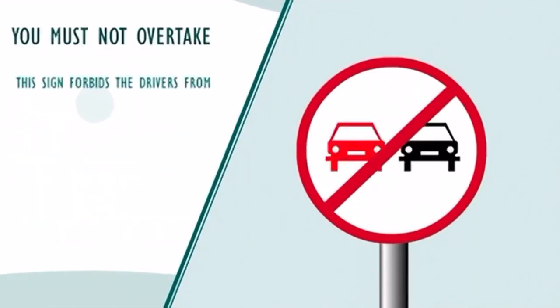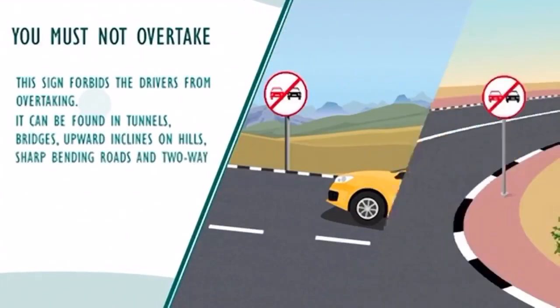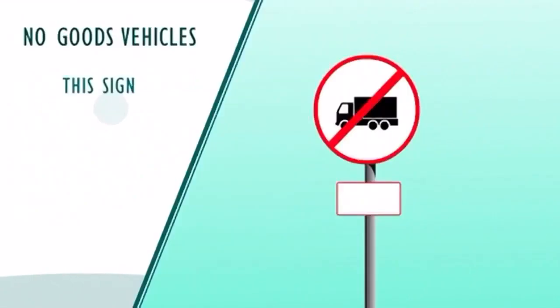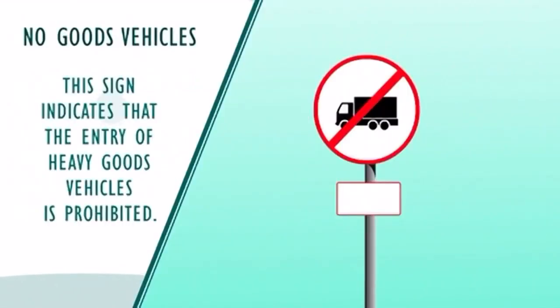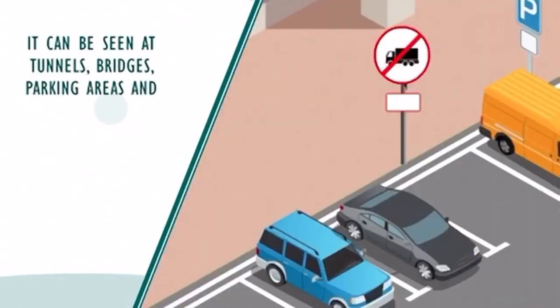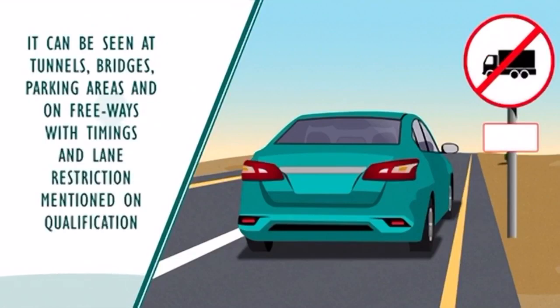This sign forbids the drivers from overtaking. It can be found in tunnels, bridges, upward inclines on hills, sharp bending roads, and two-way traffic roads where lack of visibility make overtaking hazardous. This sign indicates that the entry of heavy goods vehicles is prohibited. It can be seen at tunnels, bridges, parking areas, and on freeways with timings and lane restrictions mentioned on qualification plates.